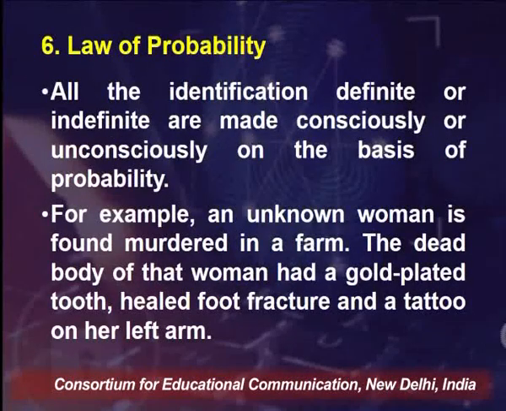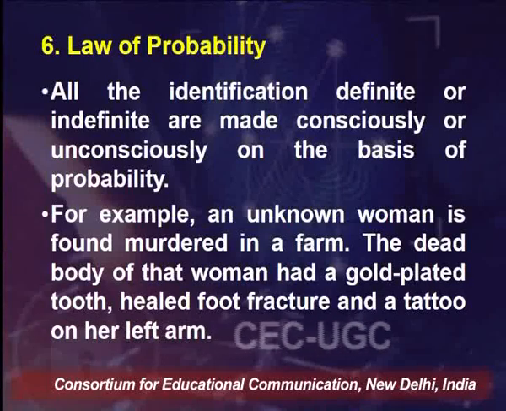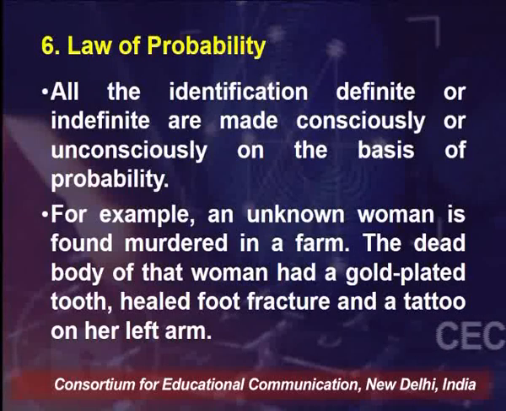The sixth law is the law of probability. All identifications, definite or indefinite, are made consciously or unconsciously on the basis of probability. For example, an unknown woman is found murdered on a farm. The dead body of that woman had a gold-plated tooth, a healed foot fracture, and a tattoo on her left arm. A woman with similar characteristics was also reported missing. There are high chances that the unknown corpse is that of the missing woman. The probability of that corpse being of another woman will be 1 in millions, and the identity of that unknown corpse is established.